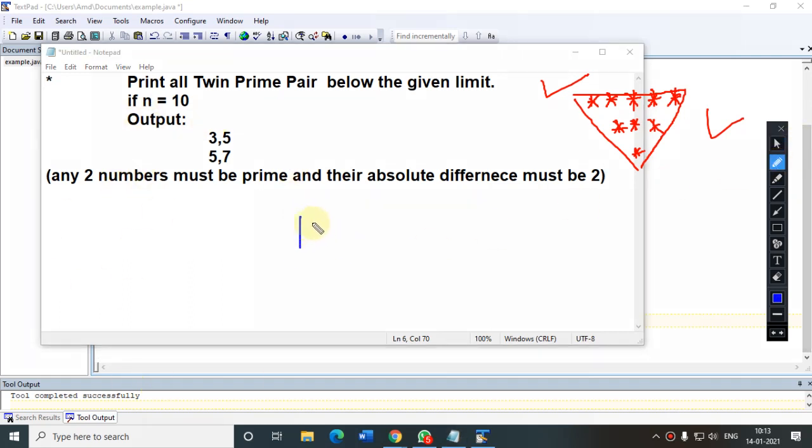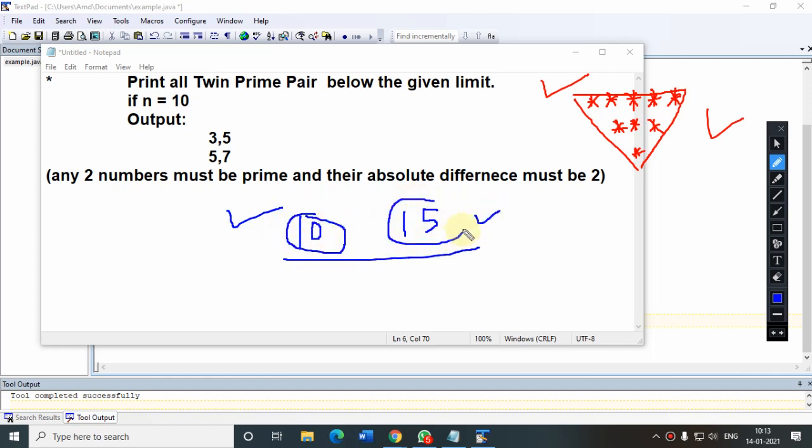Suppose we have entered two numbers, 10 and 15. How can you say that these are twin prime pair or not? If both are prime as well as their absolute difference is also 2, then only these two will be a twin prime pair. So the question is you need to print all twin prime pairs below the given limit.